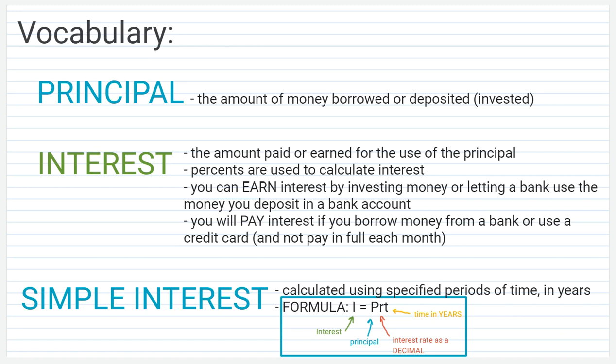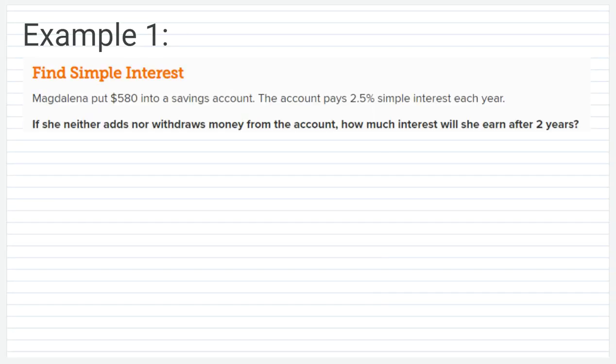So down here in this box, you can see our formula. I is the interest, P is the amount of principal, R is the interest rate, which again is a percent, but in our equation, we're going to use it as a decimal, and then time again is in years. So this IPERT, the I equals PRT, that is our simple interest formula that we're going to use for all of the examples that we're going to see throughout this video. So let's go ahead and get started with our first example.